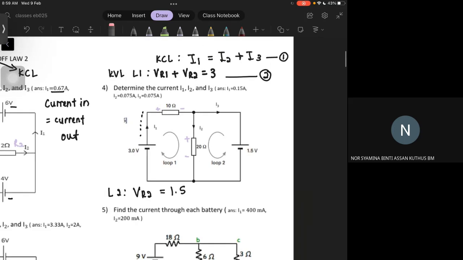Kita ada 3 equation. So, kita ada 3 equation, bolehlah solve macam biasa. Boleh ke? So far faham ke penggunaan KVL dan KCL? Yes.